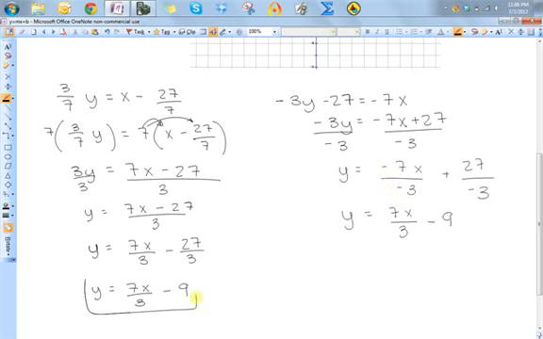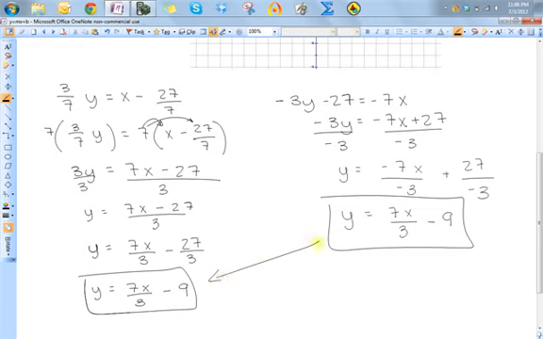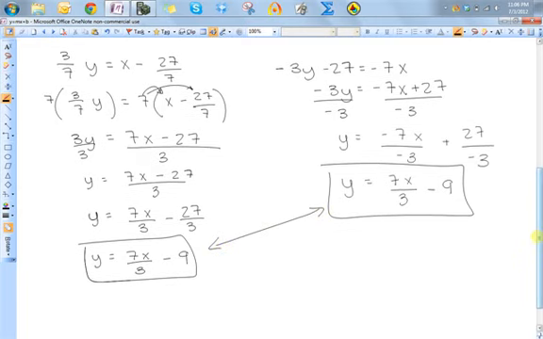Now you can see that these are the exact same thing. So that means if I were to graph this, they would be the same line. So that means that this system has an infinite number of solutions. So even though the problem states to solve it by graphing, you don't really need to, because you can tell just by looking at it that they're the same line.